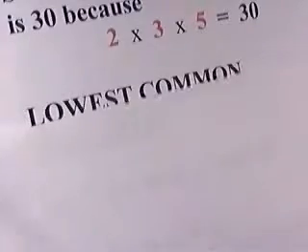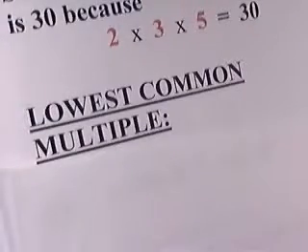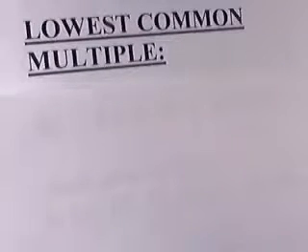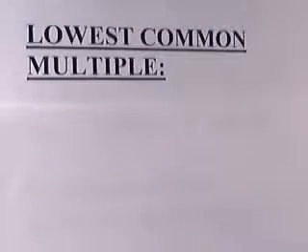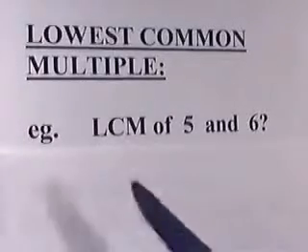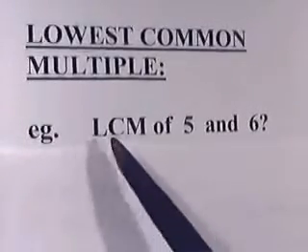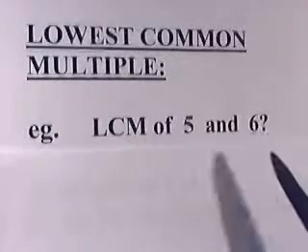Okay, we're going to move on to look at the lowest common multiple, and again we're going to look at what we mean by the lowest common multiple of two numbers, and then we're going to look at how we find it using prime factors. Well, let's do this with an example. Supposing you were asked to find the lowest common multiple of 5 and 6.